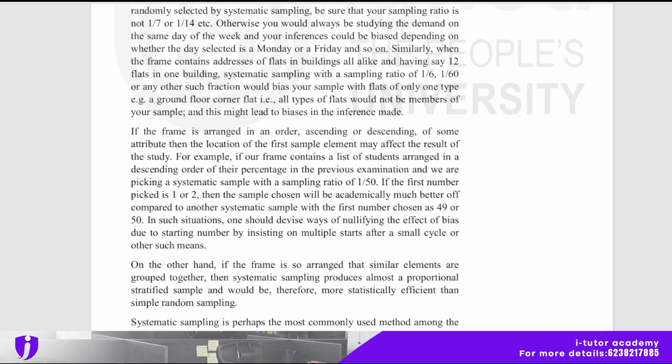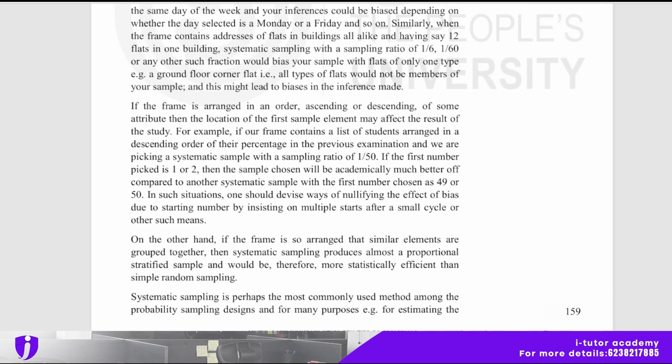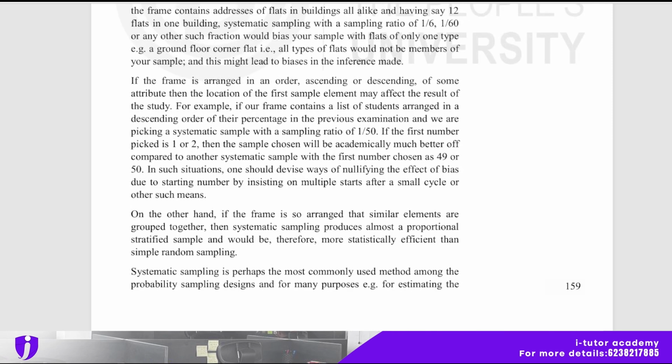If the frame is arranged in an order, ascending or descending, of some attribute, then the location of the first sample element may affect the result of the study. For example, if our frame contains a list of students arranged in descending order of their percentage in the previous examination, and we are picking a systematic sample with a sampling ratio of 1/50.